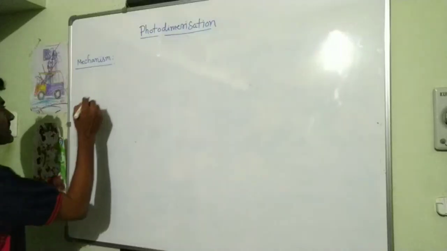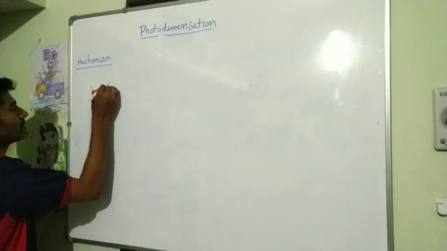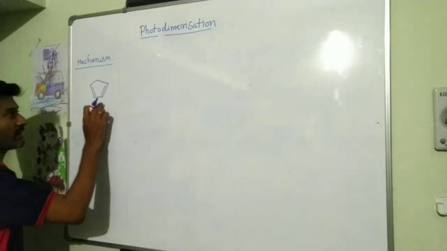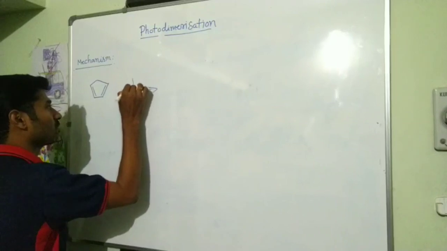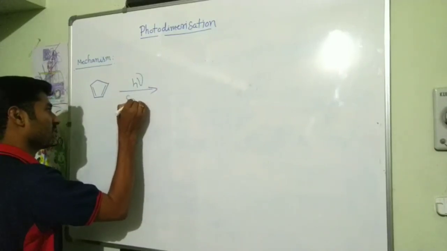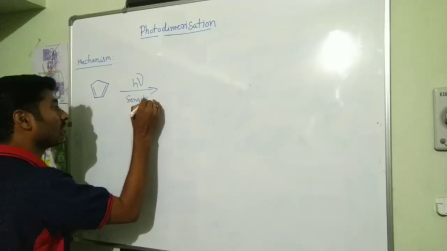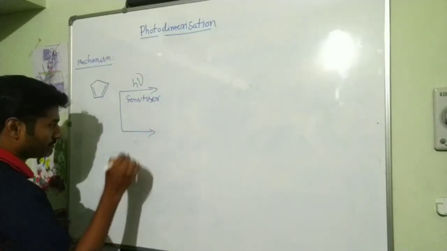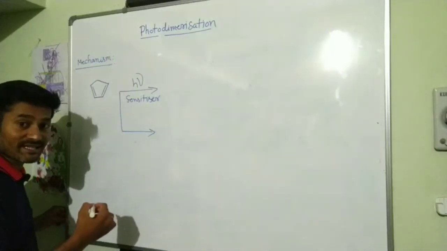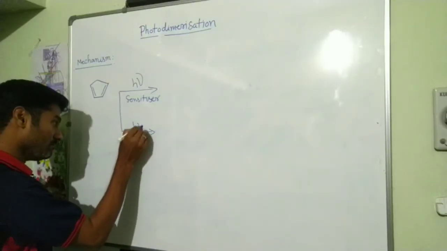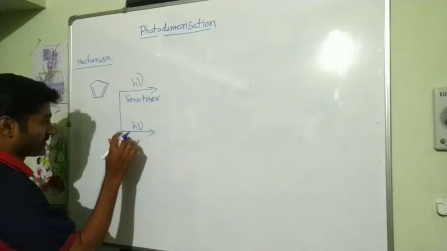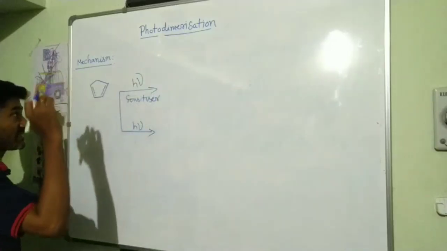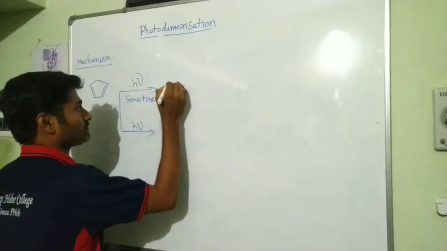Now let us discuss cyclopentadiene reaction. Let us take the cyclopentadiene system. When you irradiate this reaction mass in presence of a sensitizer, for a cyclic system with sensitizer and without sensitizer, your product will differ. This is without sensitizer, direct irradiation. In presence of sensitizer, what will be your product? In presence of sensitizer, you will get three products.